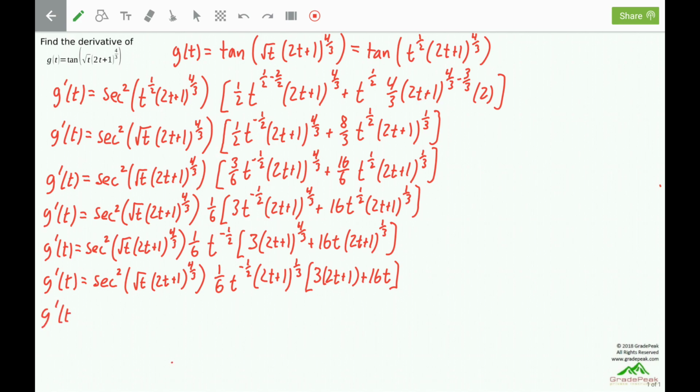So g prime of t here is going to equal secant squared of the square root of t times 2t plus 1 to the 4/3, all of that left alone. I have 1/6, t to the negative 1/2, 2t plus 1 to the 1/3, and in here I'm going to distribute that 3 in, which will give me a 6t plus a 3, plus that 16t.